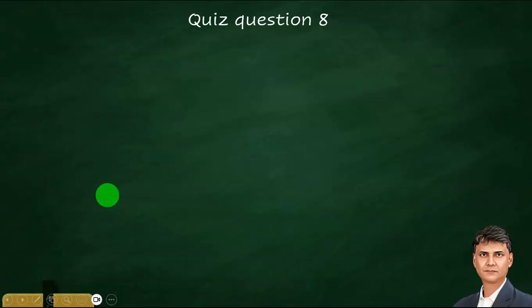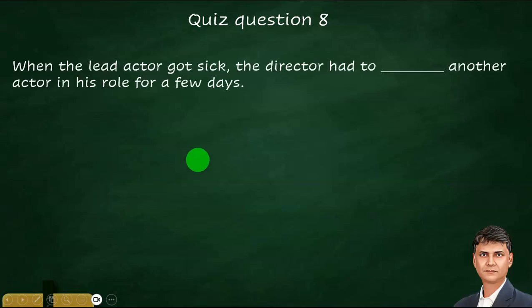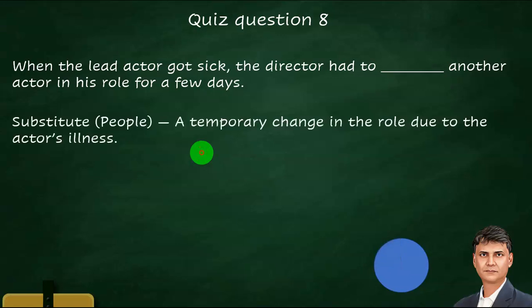Okay, number 8 coming up. When the lead actor got sick, the director had to dash another actor in his role for a few days. Right, for a few days. Your 5 seconds start. What is the answer? Substitute with people, or temporary change in the role due to the actor's illness.